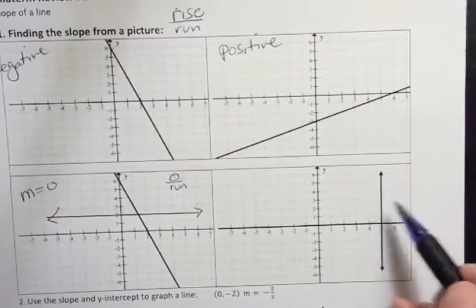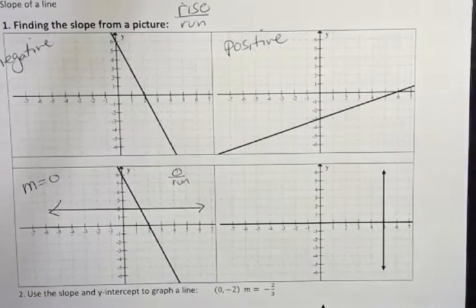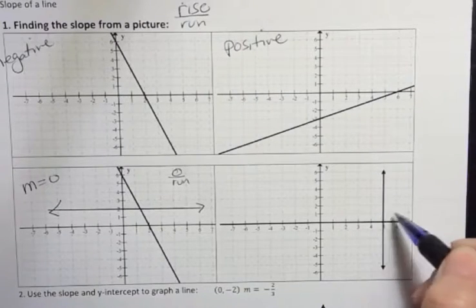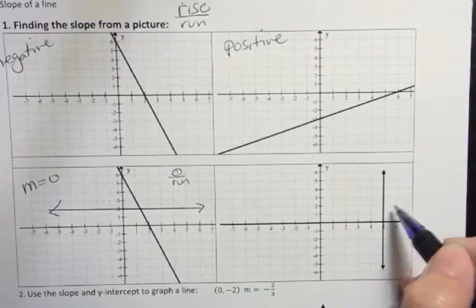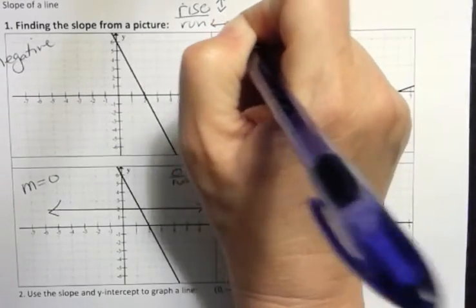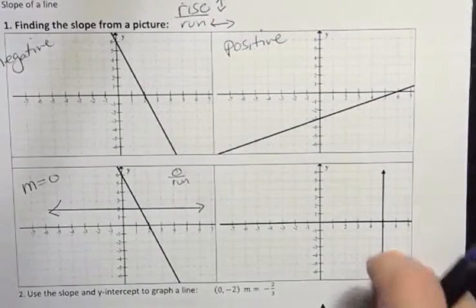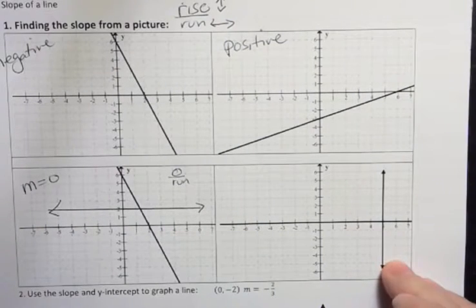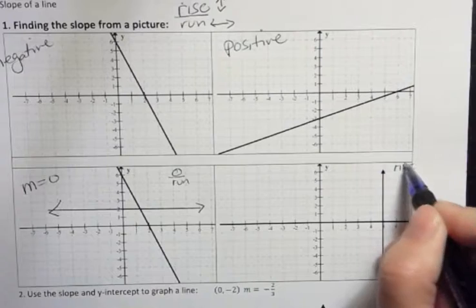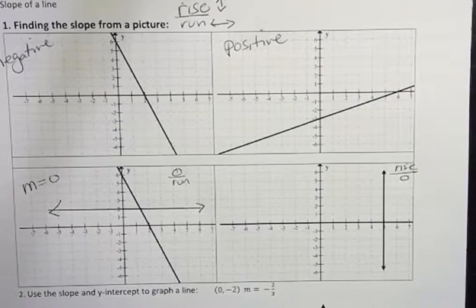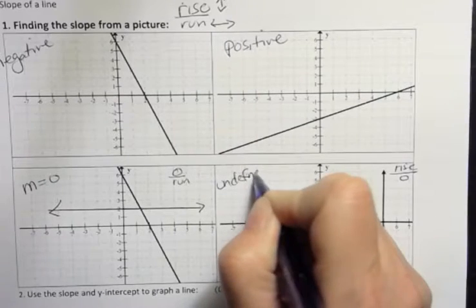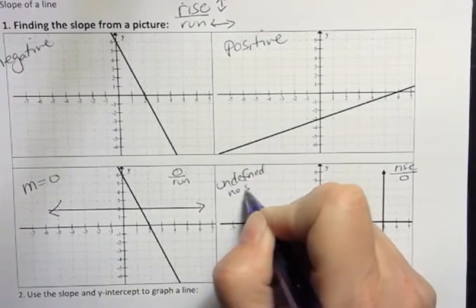If I look at a vertical line like I have here, this has all kinds of rise, but it doesn't have any run. It's not going left or right. Rise is what's happening up or down, and run is our horizontal change, or what's happening left and right. So I don't have any run, and no matter what I have for rise, if I have 0 in the denominator, that's undefined. And so sometimes we say no slope.